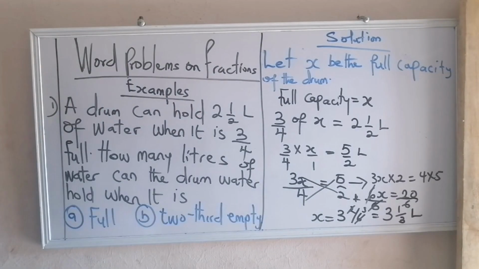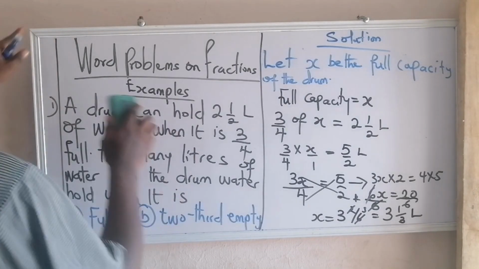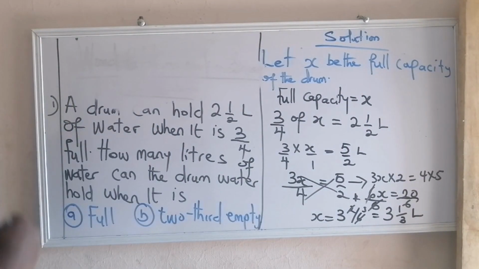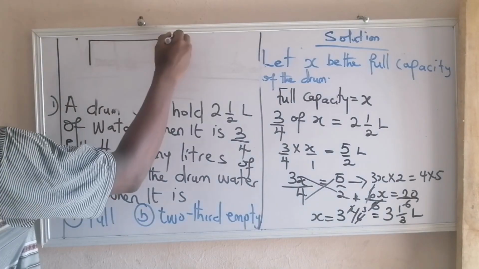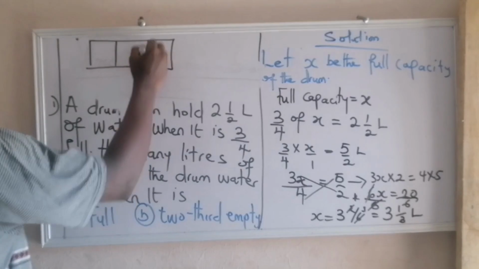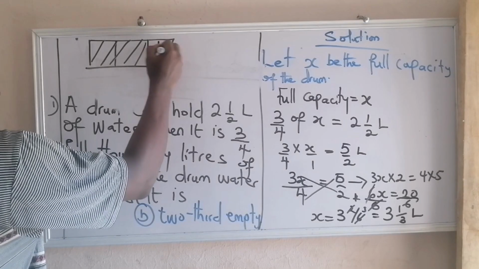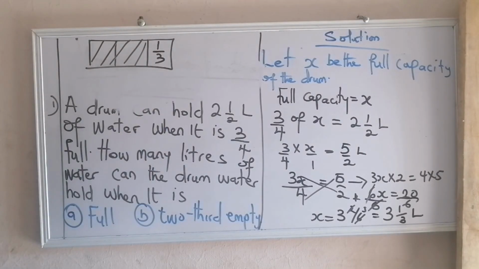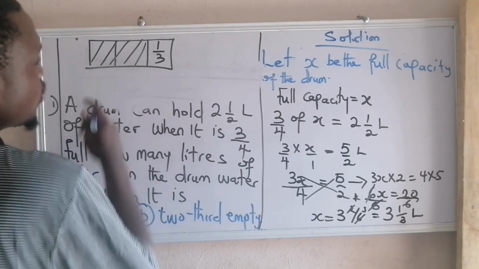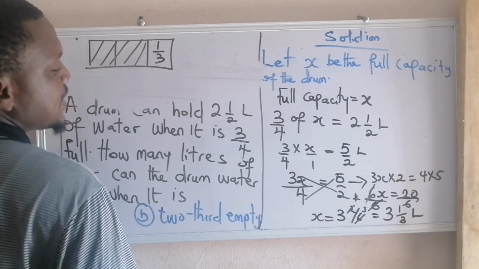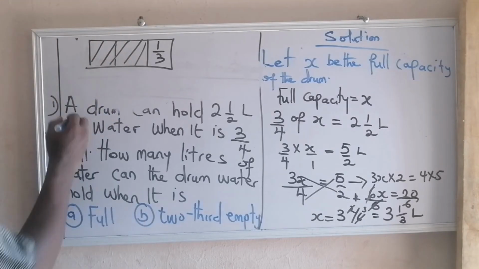Now, look at the second question. The question says that you get the capacity of the drum when it is 2/3 empty. That's a very critical question. When it is 2/3 empty. Now, look at this one. If you have a drum, let's say this is our drum, it's divided into 3 parts. Now, 2/3 empty means that this part is empty, only 1/3 is filled. So if it is 2/3 empty, that means that it is 1/3 full. So to get the capacity when it's 2/3 empty is to ask for when it is 1/3 full. Now we just work out with the full capacity as 3 and 1/3 liters.